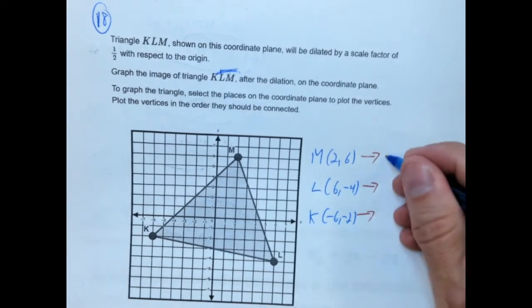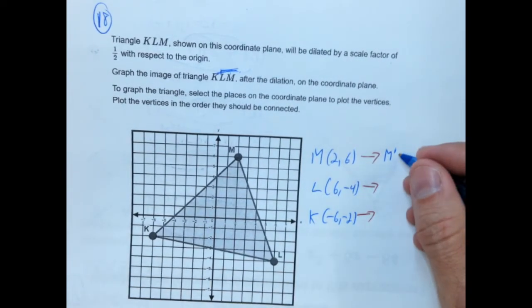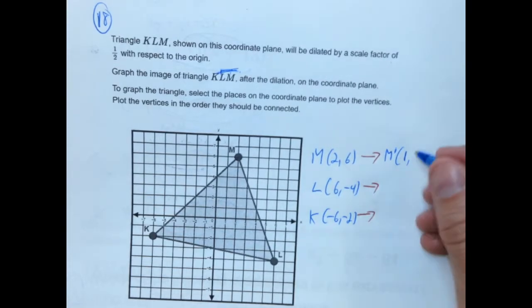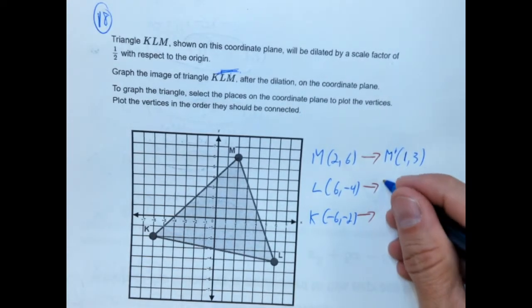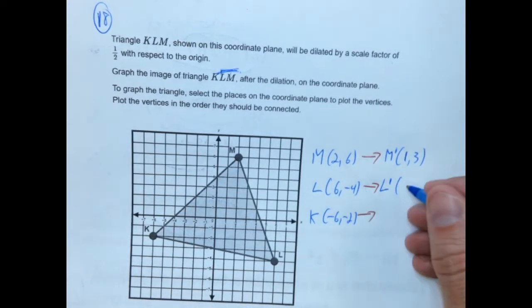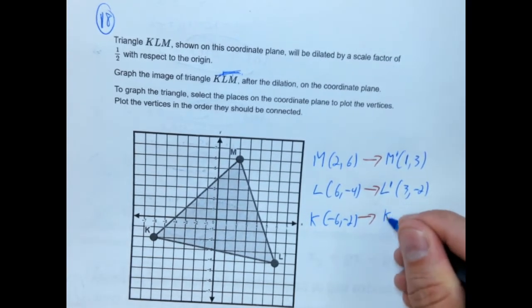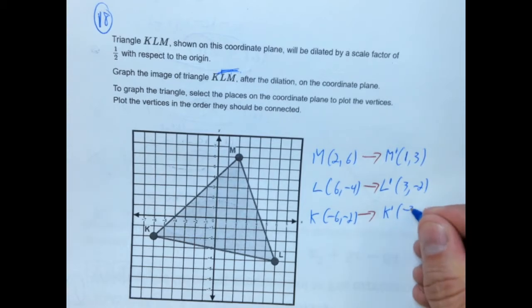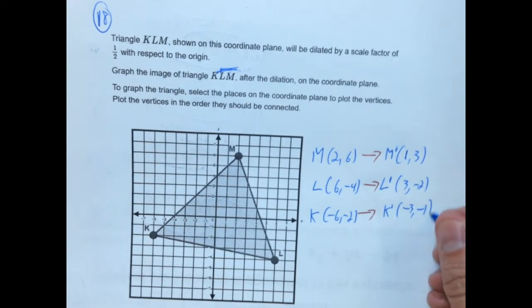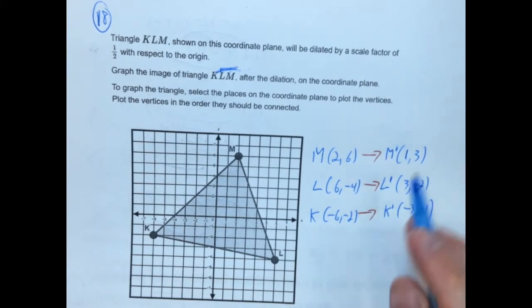Okay. So M prime, what's half of 2? 1. What's half of 6? 3. That's simple. Half of 6, 3. Half of -4, -2. Then K prime, half of -6 is -3. Half of -2 is -1. Okay? So those are the coordinates of our image now.